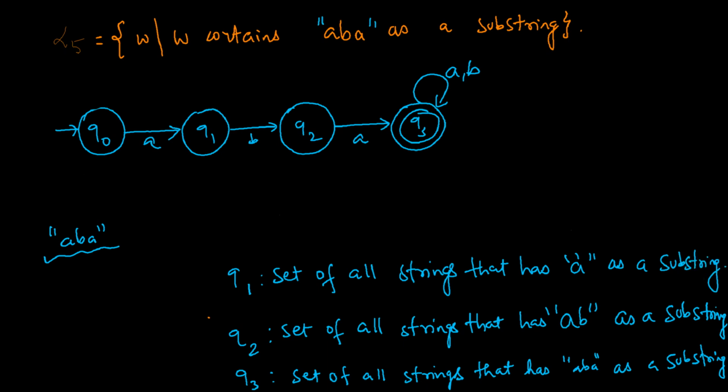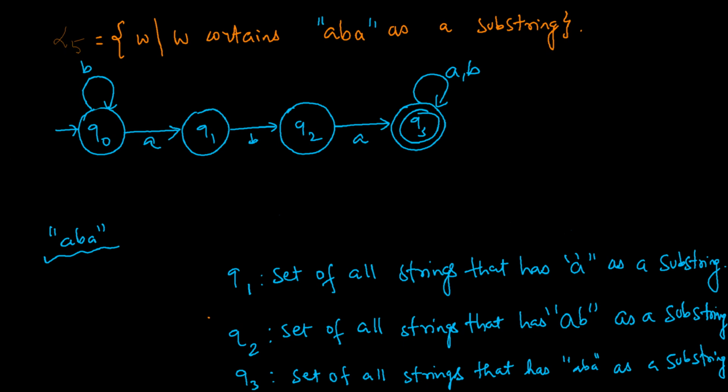You have to accept all the strings that has ABA as a substring, and Q3 is such a state. When you reach Q3, it represents all the strings that has ABA as a substring. Q0 has seen nothing of ABA as a substring, right? So if you see B, you stay at Q0. That does not change anything in the DFA.